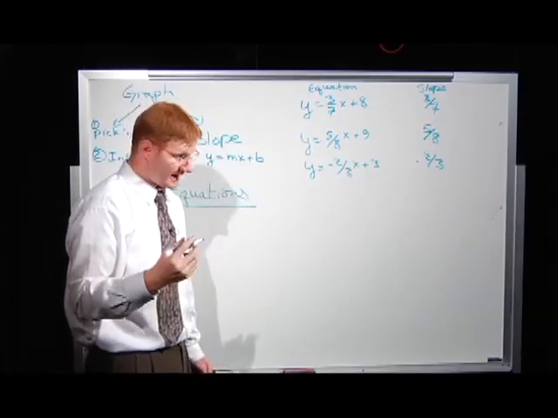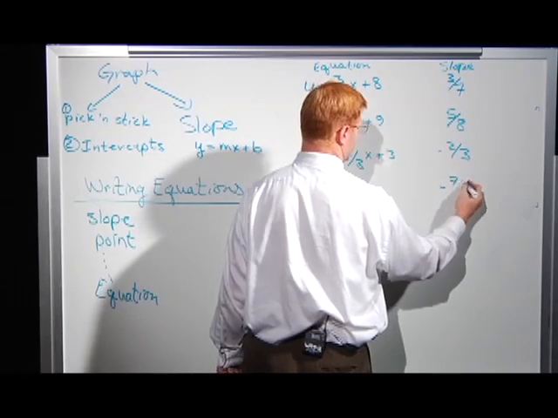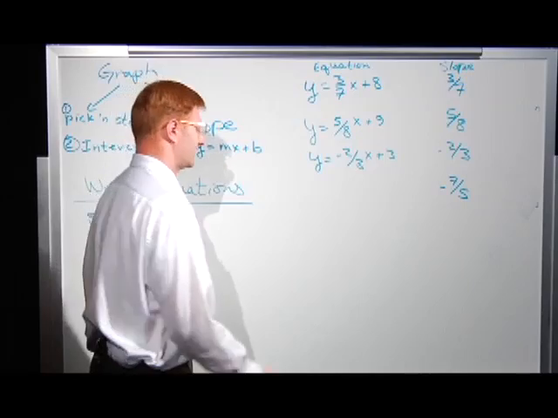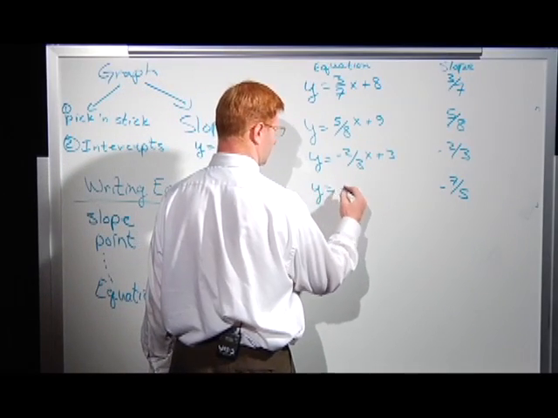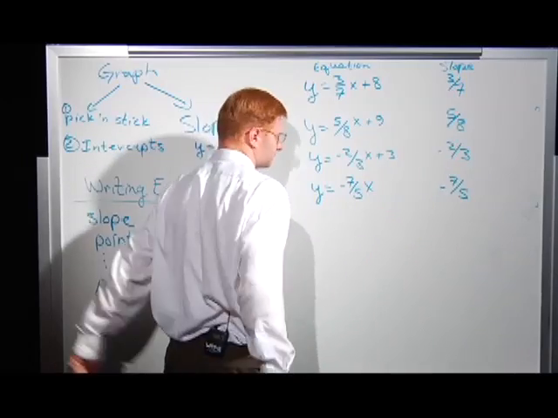They'll be like, yeah, I think I get it. And you're like, oh, really? Good. What if this was a negative 7/5? Give me an equation of the line. They'll say, oh, well, that must have come from y equals negative 7/5 x.